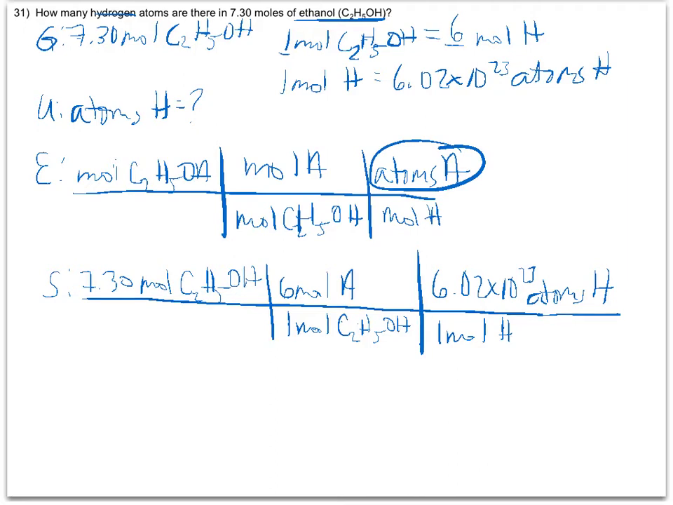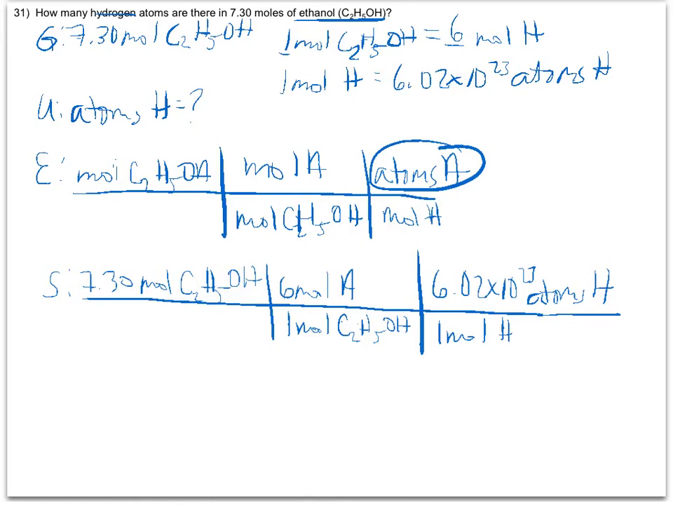Okay, so again, where did I get these numbers? This is a given, so it goes here. Our first equivalent statement, moles to moles, moles of hydrogen, moles of ethanol. So there's 6 moles of hydrogen, 6 moles of hydrogen, 1 mole of ethanol, 1 mole of ethanol. And then we're on to our second equivalent statement, 6.02 times 10 to the 23rd atoms, and 1 mole of hydrogen, 1 mole of hydrogen.